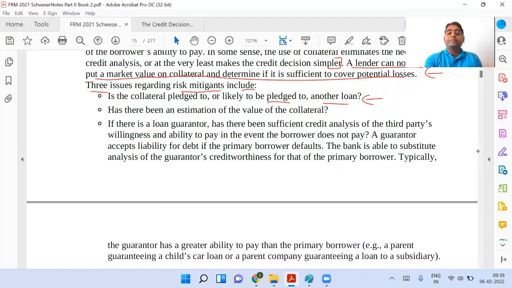Next, the estimation of the value of the collateral. Not every collateral can be easily valued. Why? Because there might not be an active market available. If it's shares or bonds, you have an active market available. What about real estate? You need a proper process. You need a real estate appraiser to identify the value of the property.